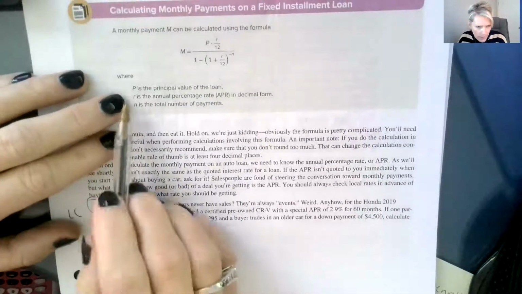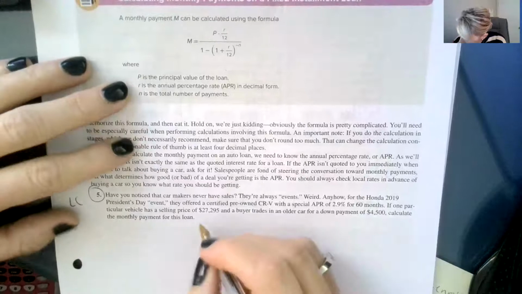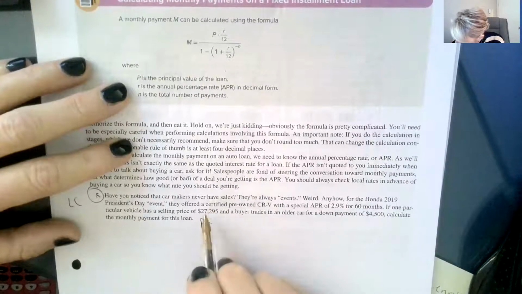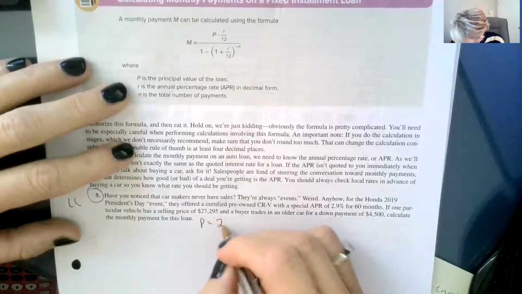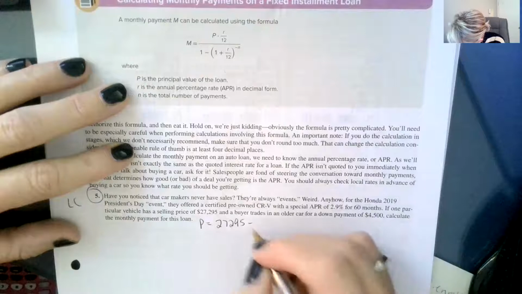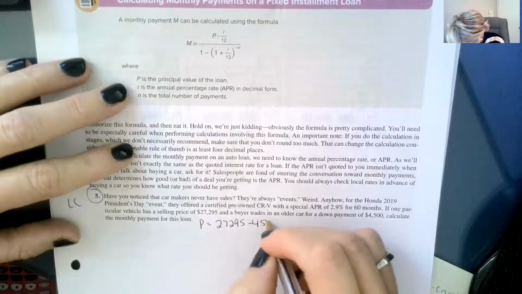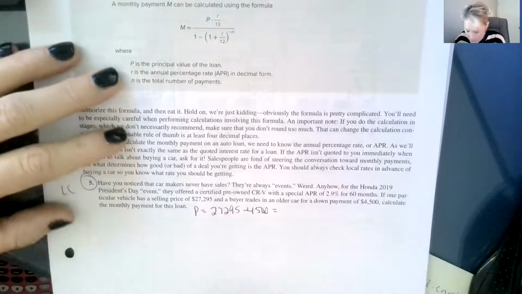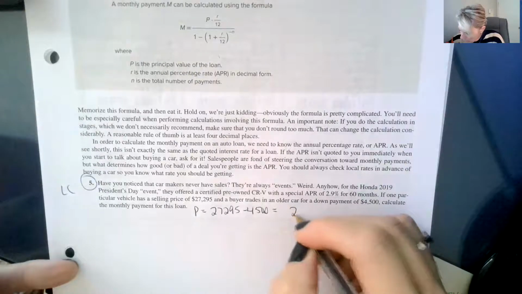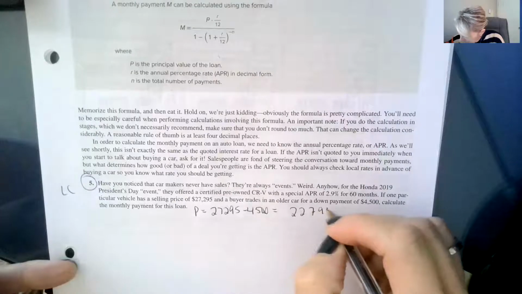So to do that, we have to have P, R, and N. So let's just write P. So P is what we're borrowing. So that's going to be the selling price minus the down payment. And so we're borrowing $22,795.